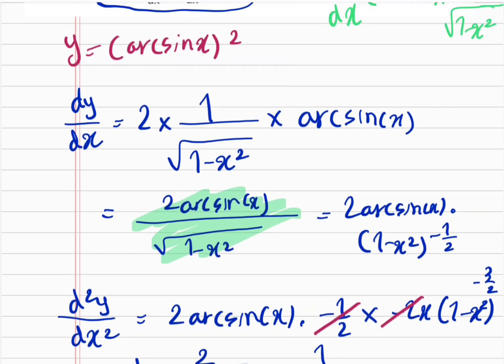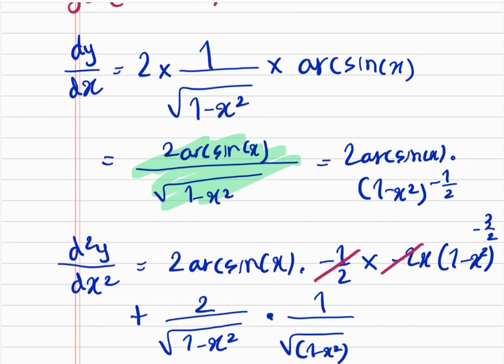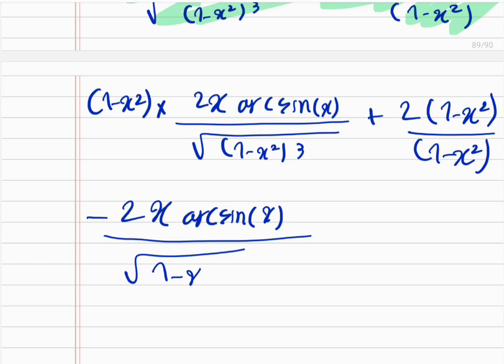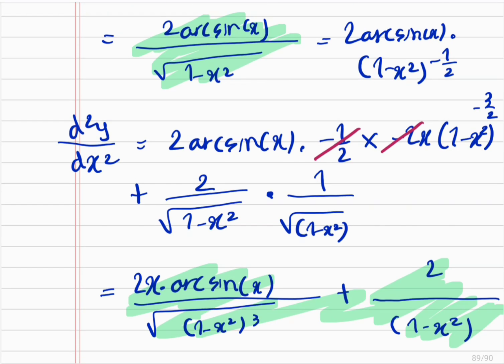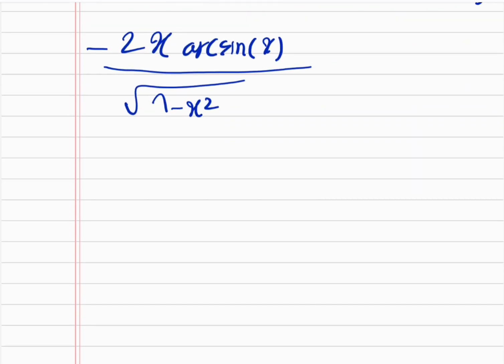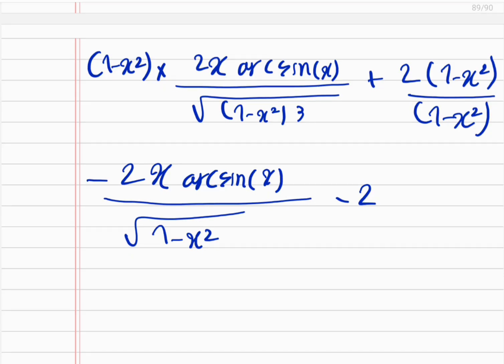Also remember that for the first derivative, we multiply everything by minus x. So for the first derivative, we are just going to have minus 2x arc sine x over the square root of 1 minus x squared. And finally, remember that we have a minus 2 term at the end. So we have a minus 2 here. Okay, now we should just simplify this and hopefully we are going to get 0.